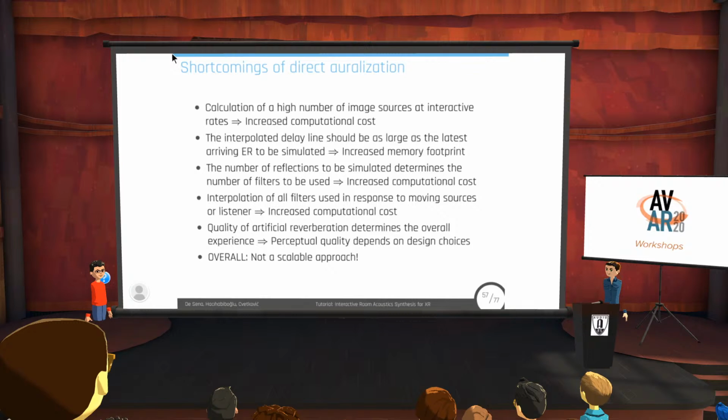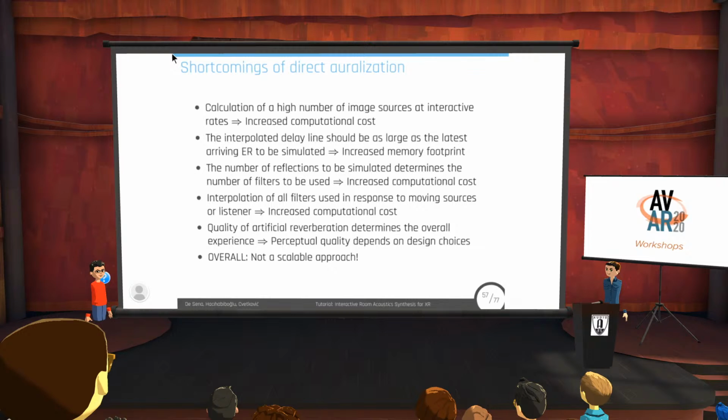Using a high number of reflections means using a correspondingly high number of filters that need to be updated and interpolated at interactive rates. And multipath reflections require a cascade of wall absorption filters, and these filters also cannot share memory, which means you would need many wall absorption filters in this case. Finally, the quality of artificial reverberation will determine the overall experience, and design choices will heavily influence the end result. So overall, the direct auralization is not a scalable approach. By the way, direct auralization is not a term used frequently, but it's a term that we have coined because this includes everything in different stages. So it is not a common term.